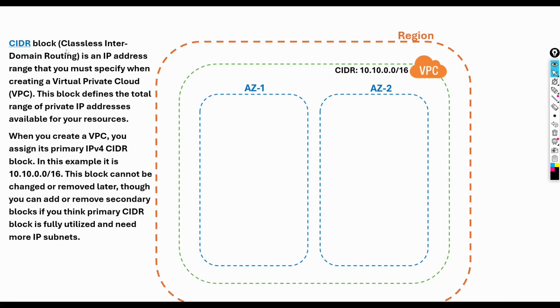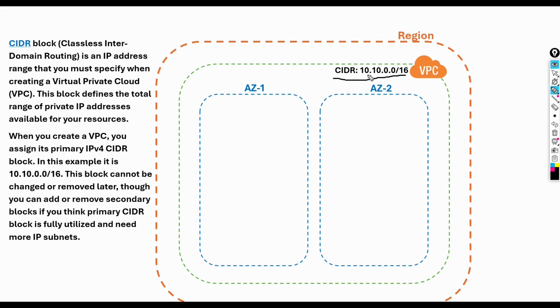CIDR block. Classless Inter-Domain Routing is an IP address range that you must specify when creating a virtual private cloud, VPC. I have mentioned it here, if you see, this is the CIDR.